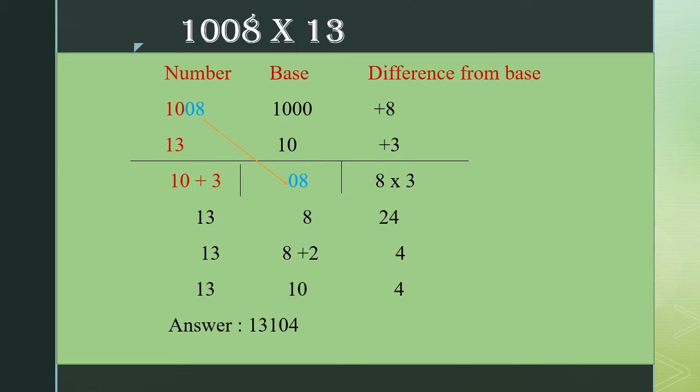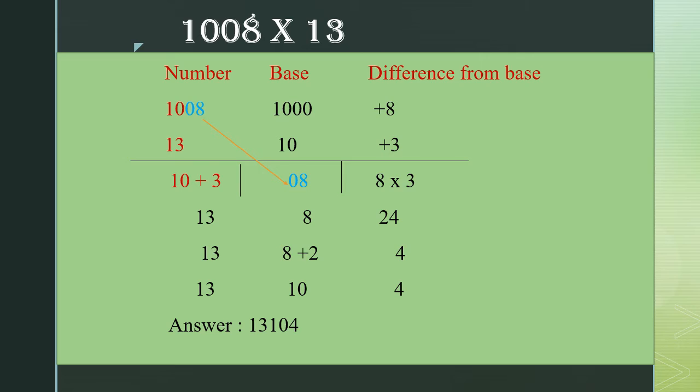Now we are multiplying 1008 by 13. For 1008, the base is taken as 1000 and the difference from the base is plus 8, because if we add 8 to 1000, we get 1008. For 13, the base is taken as 10 and the difference from the base is plus 3, because if we add 3 to 10, we get 13.